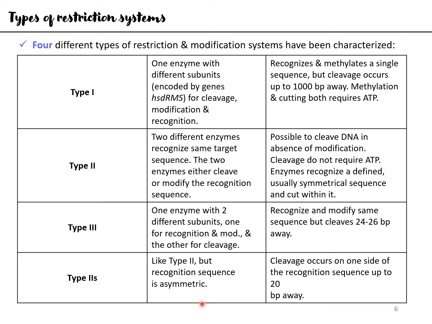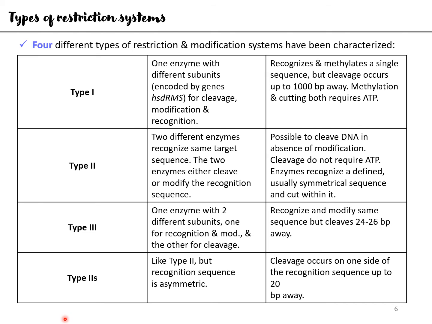Finally, we have the type 2S system. As the name suggests, it is like type 2 but with certain differences. The recognition sequence for type 2S is asymmetrical. For type 2, the recognition sequence is symmetrical. That is, if you come to the midpoint, then you read left to right on one side and it will just be the mirror image on the other side.